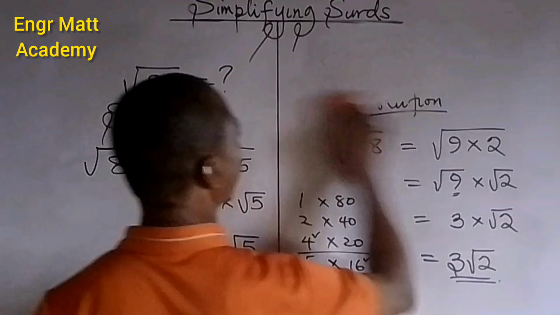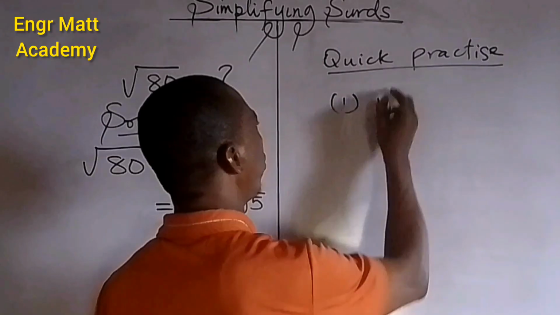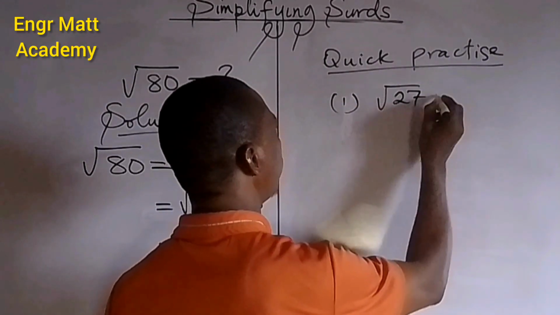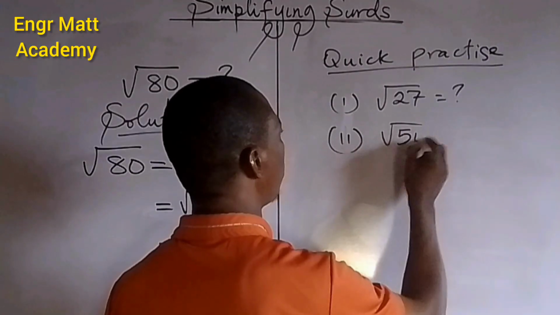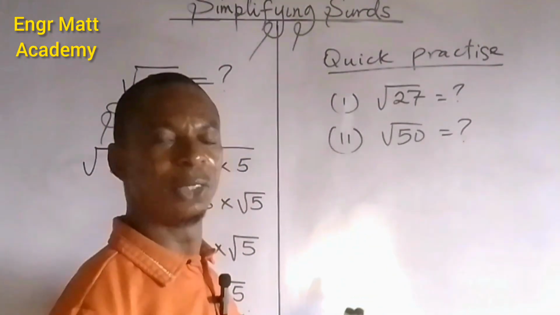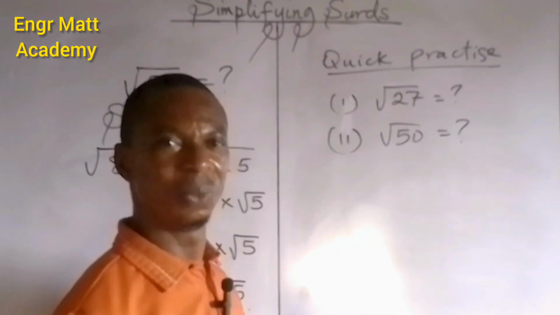So a quick one. 1: root 27. 2: root 50. Do this and drop your answer in the comments. I'll check them out and get back to you.